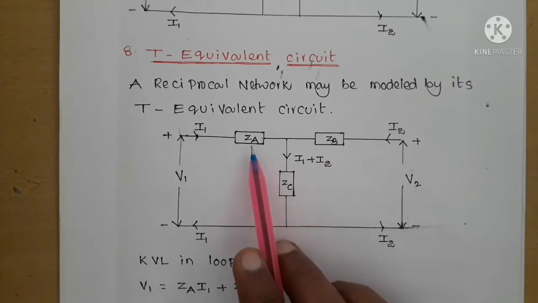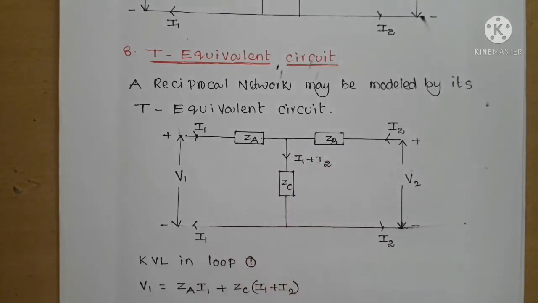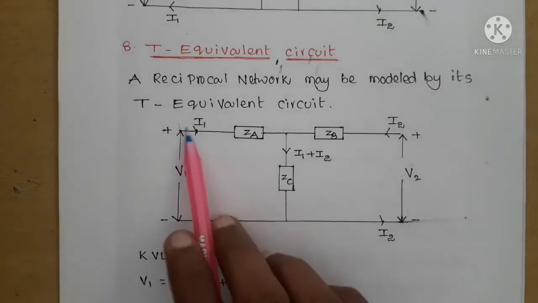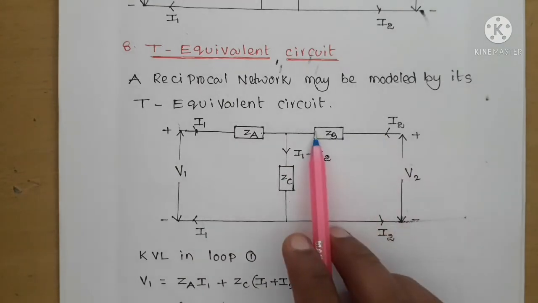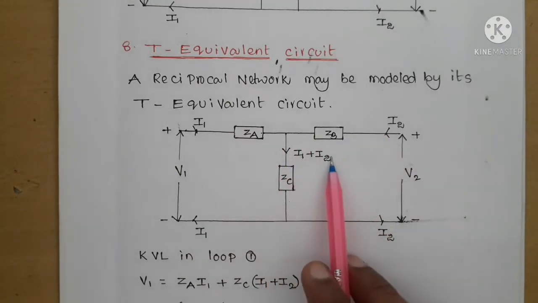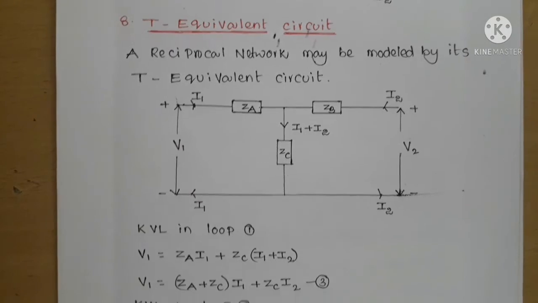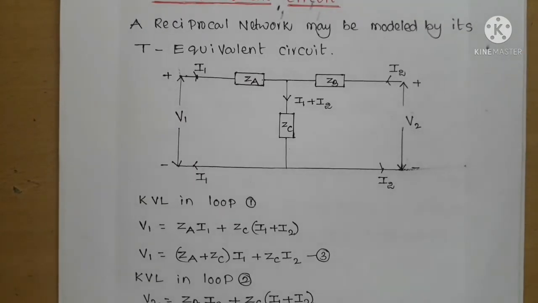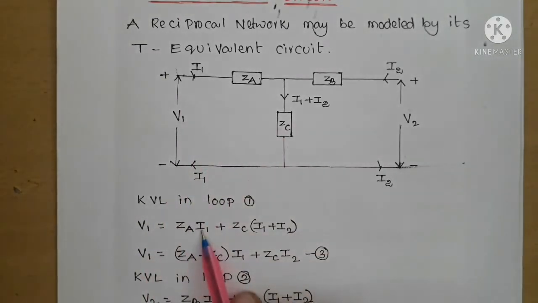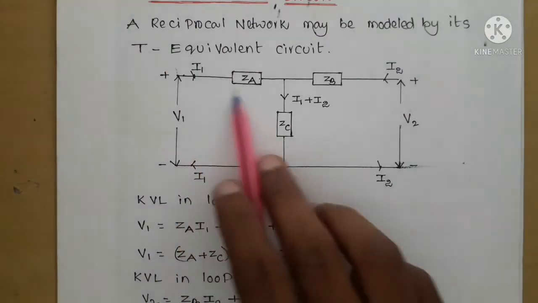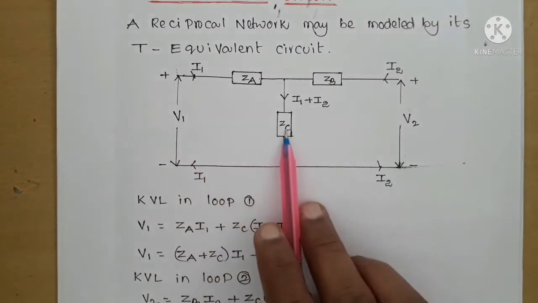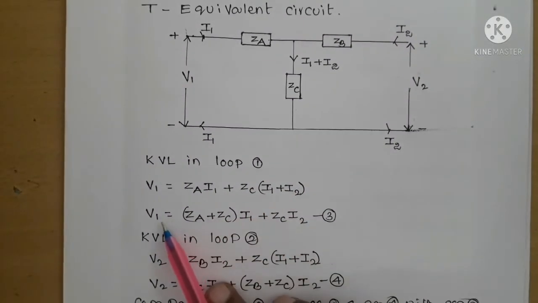Now we have to write what ZA, ZB, ZC are in terms of Z parameters. Here I1 is the current in ZA, I2 is the current in ZB, and the current in ZC is I1 plus I2. ZA, ZB, ZC are the T equivalent circuit impedances. If you write KVL in loop 1, V1 equal to ZA I1 plus ZC into I1 plus I2. Writing all the I1 terms at one place, V1 equal to ZA plus ZC into I1 plus ZC I2. Let it be the third equation.